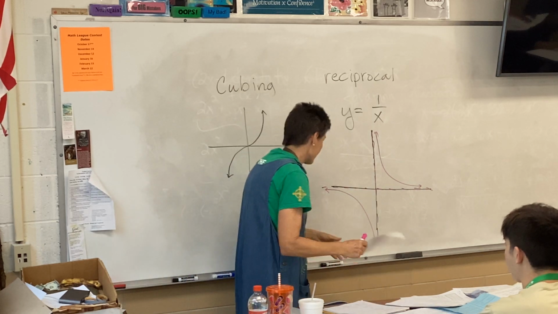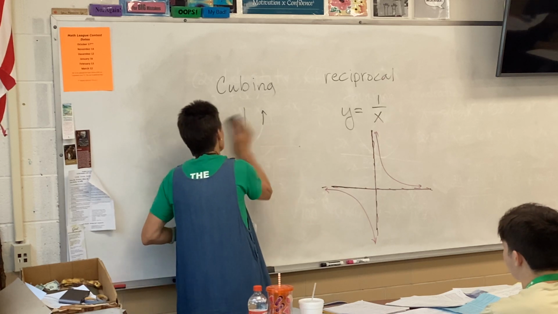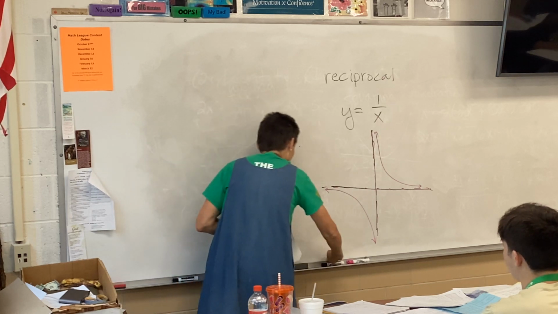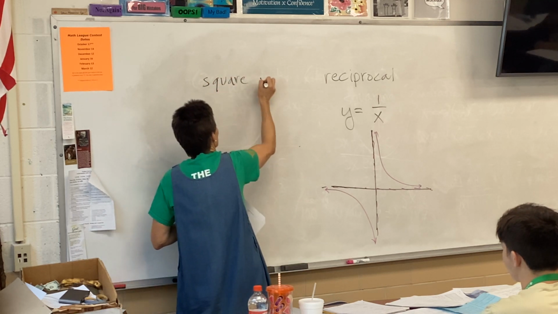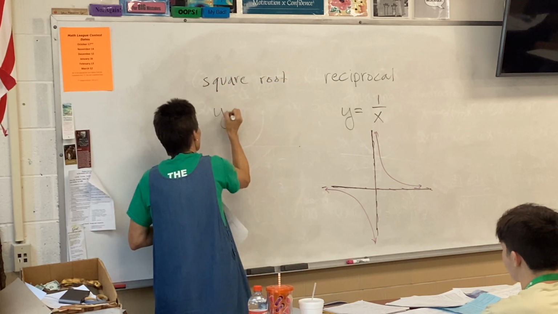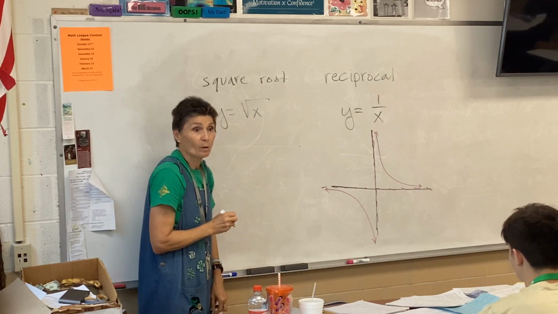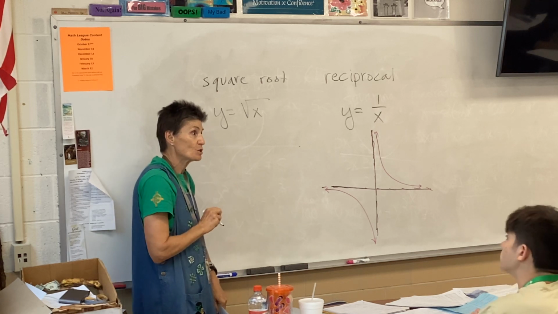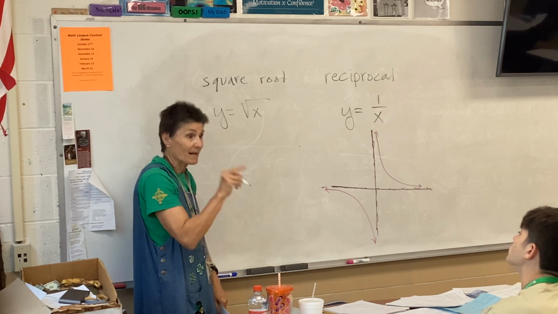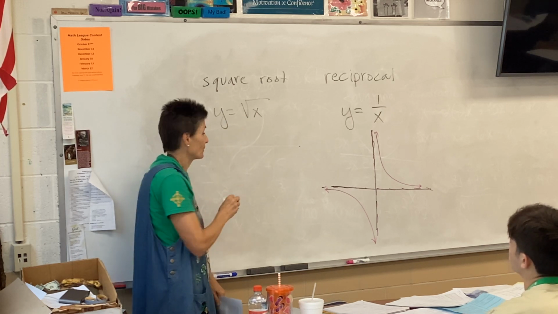All right, what's next? Square root. Any idea what the equation for a square root function might be? Well, I hope you guessed y equals the square root of x, because that's what it is. That's the square root function. Do not get that confused with squaring. Squaring is x squared. Square root is square root of x.